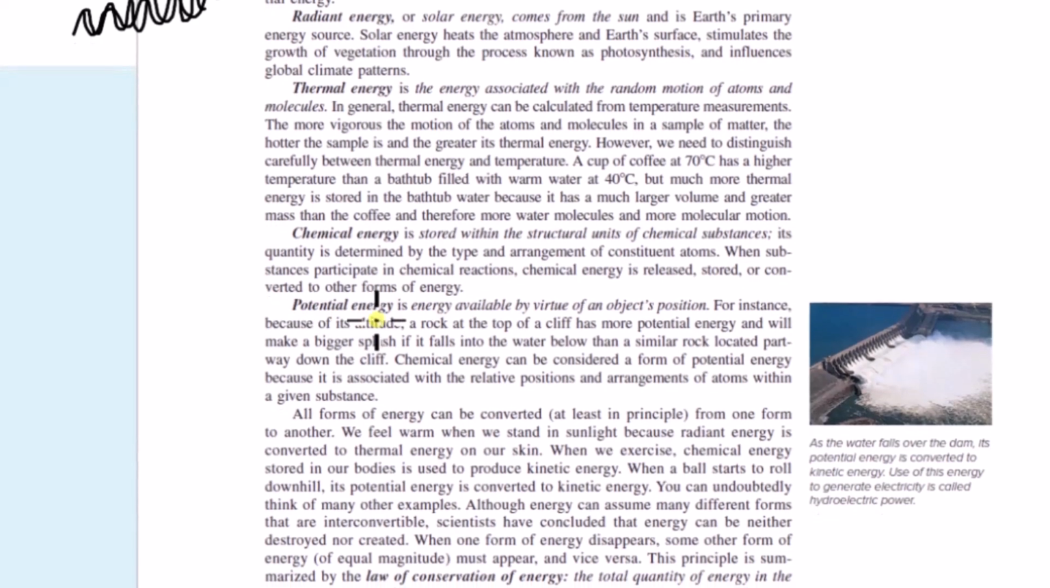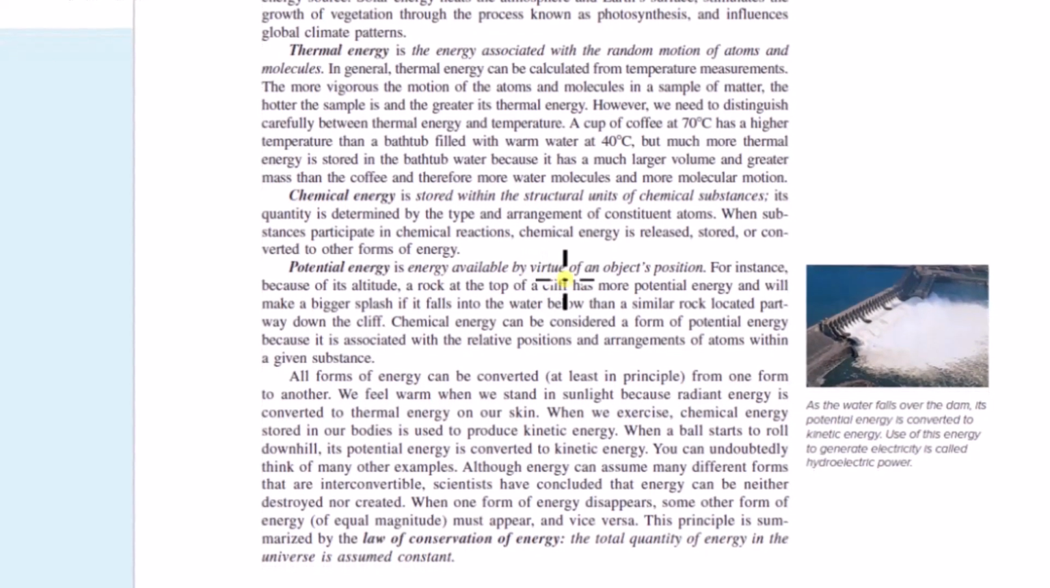Okay, now potential energy is energy available by virtue of an object's position. For instance, because of its altitude, a rock at the top of a cliff has more potential energy and will make a bigger splash if it falls into the water below than a similar rock located partway down the cliff. Chemical energy can be considered a form of potential energy because it is associated with the relative positions and arrangements of atoms within a given substance.